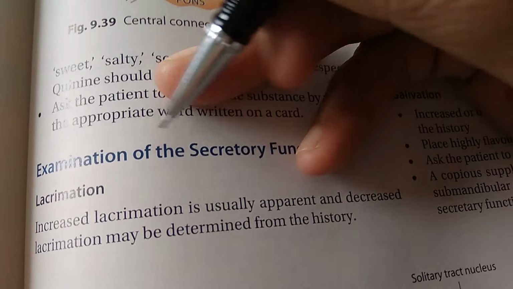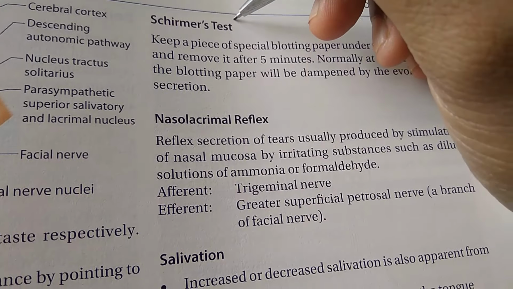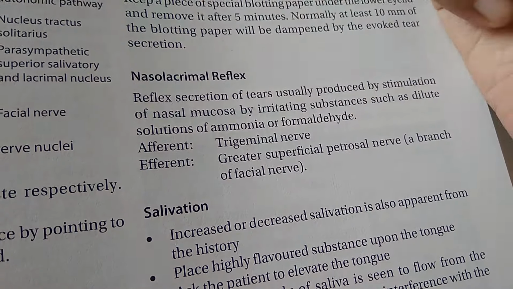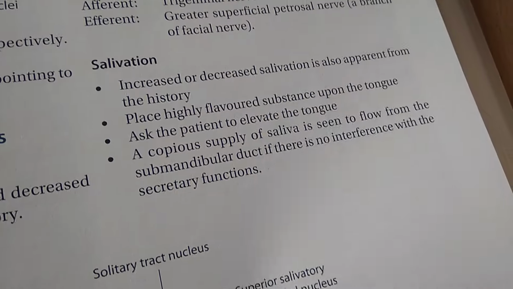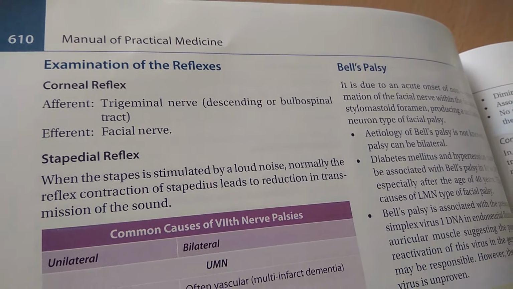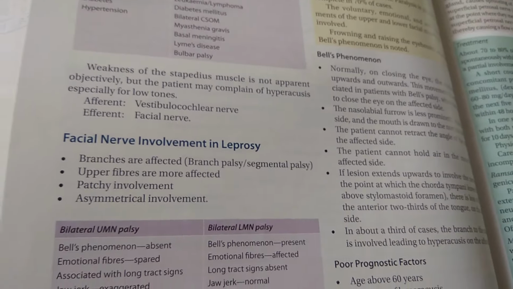And you know what? This facial nerve also has secretory function. So lacrimation, some Schirmer's test, that is, dry eye you can check, right? Nasolacrimal reflex, salivation, increased or decreased, you can ask for it. So you will check for all this, we already told you. So you have to pay attention to Bell's palsy, etc.